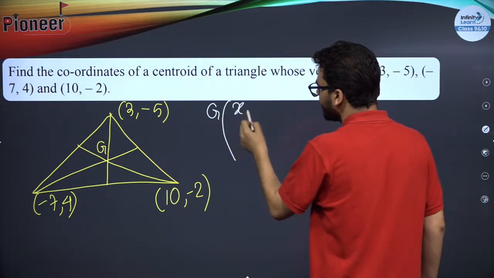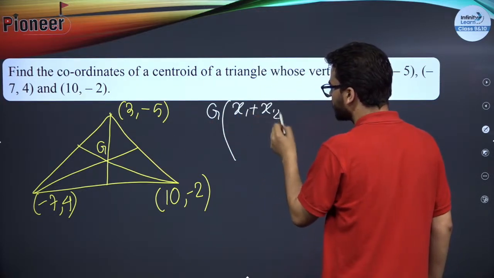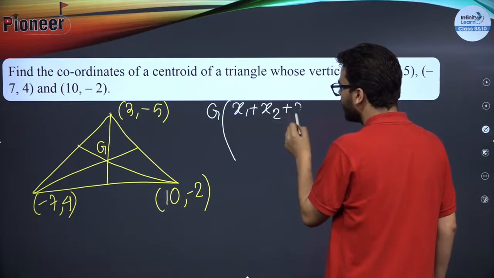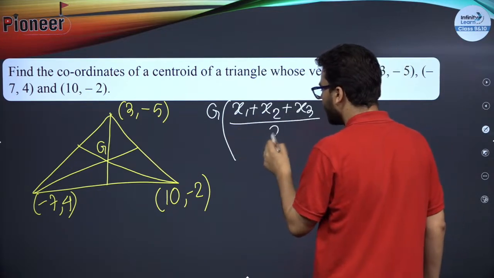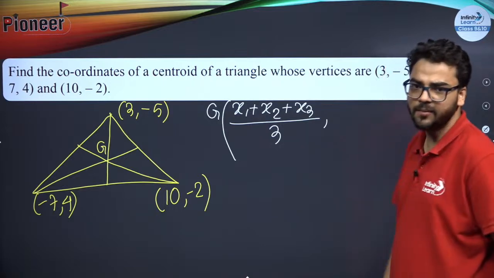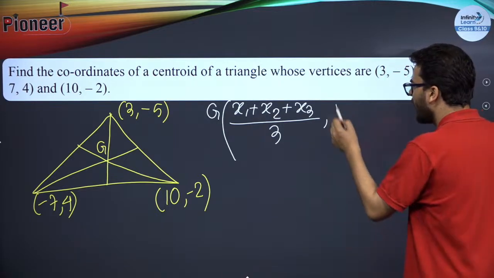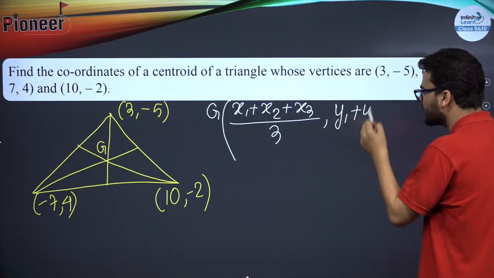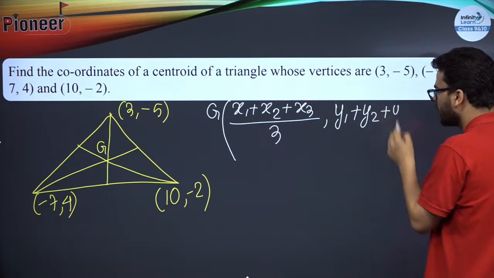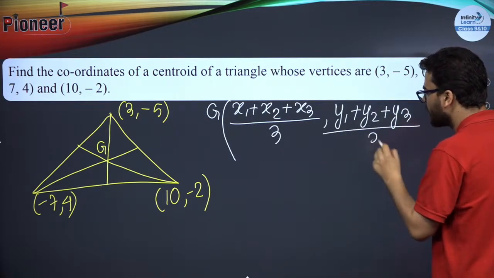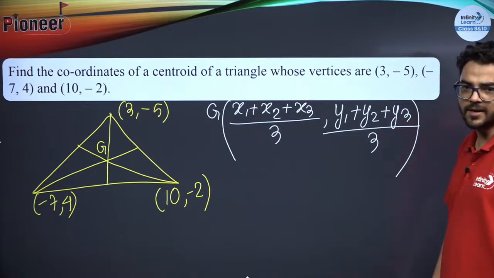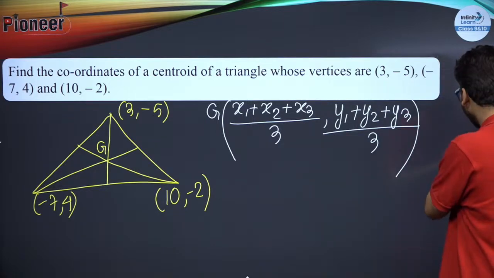So it is basically the mean, that is x1 plus x2 plus x3, the mean of the x coordinates, divided by 3 if you are taking the mean, and the mean of the y coordinates, so that is y1 plus y2 plus y3 by 3. This is the coordinate of the centroid. So basically you just have to find that.